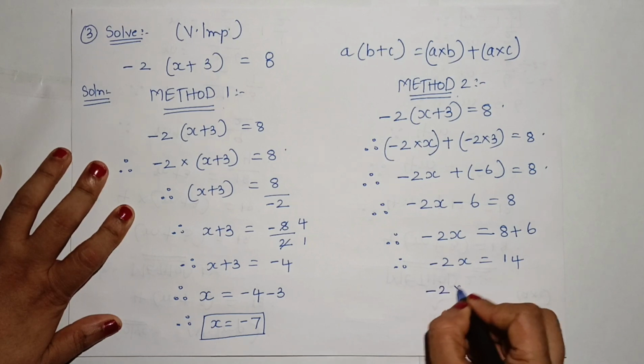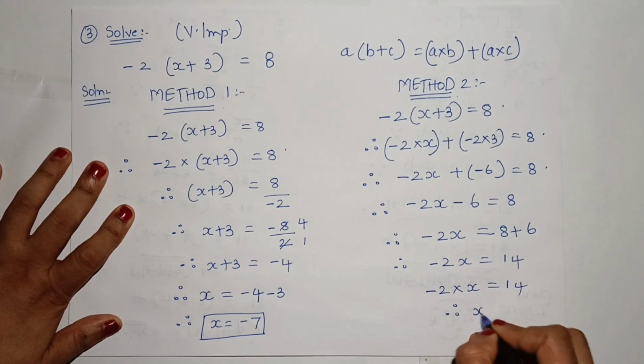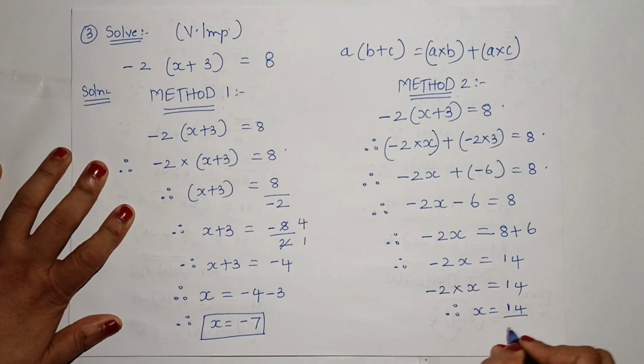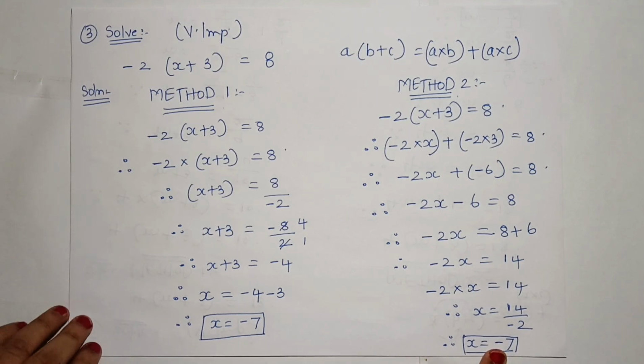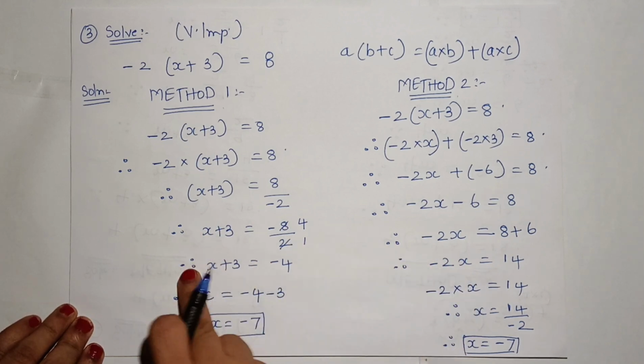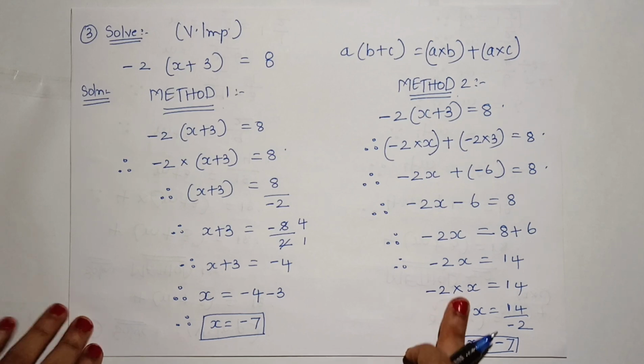Minus 2x means minus 2 into x, correct? Therefore, x equals 14 by minus 2. So, what is your final answer? Equals minus 7. Can you see method 1? Minus 7, and in method 2 also it's minus 7. So whichever method you want, you can follow and you can solve it correctly. Now let's switch to the next question.